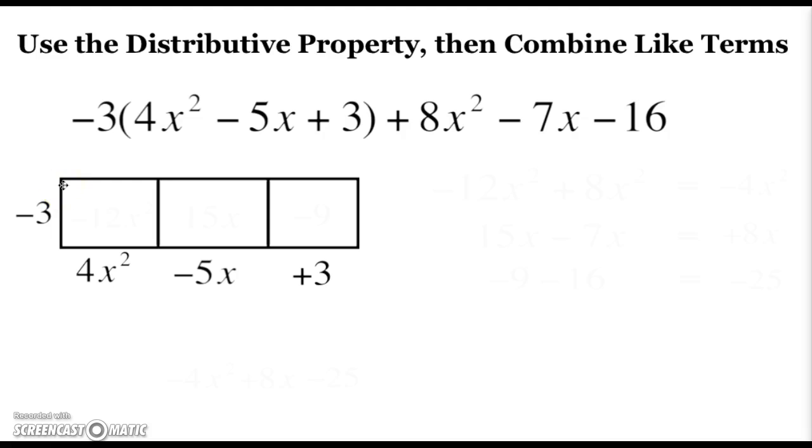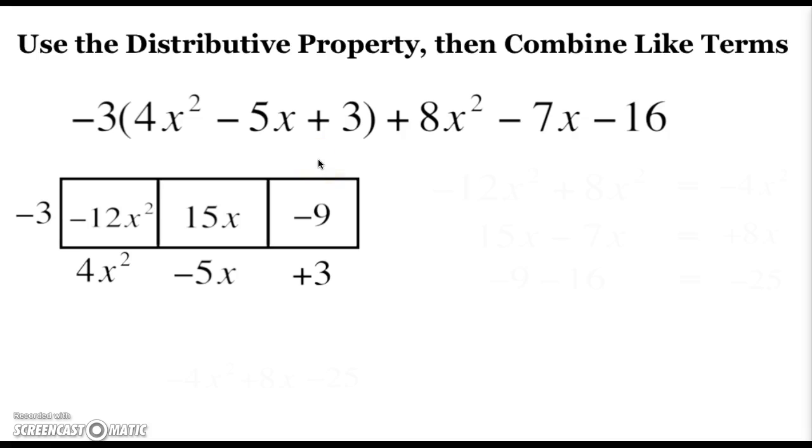The first rectangle has dimensions of -3 and 4x squared. When I multiply those two together, I get -12x squared. The middle rectangle has dimensions of -3 and -5x. When I multiply those two together, I get 15x. The far right rectangle has dimensions of -3 and +3. When I multiply those two together, I get -9.